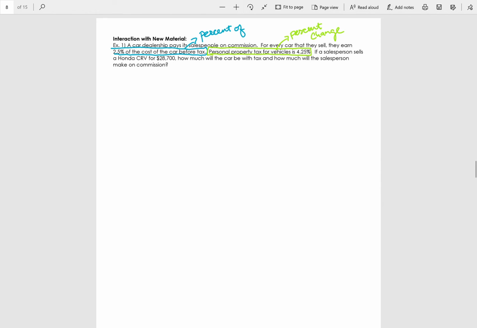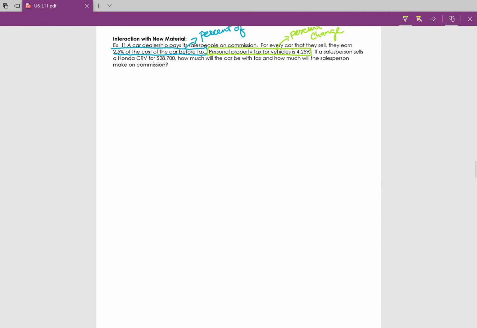What we're going to do next is there's a lot that we have to do, so let's make a plan to tackle this problem. I'm also going to circle the total so we have it. Our plan. What are the two things we have to figure out? The questions are how much will the car be with tax and how much will the salesperson make on commission?